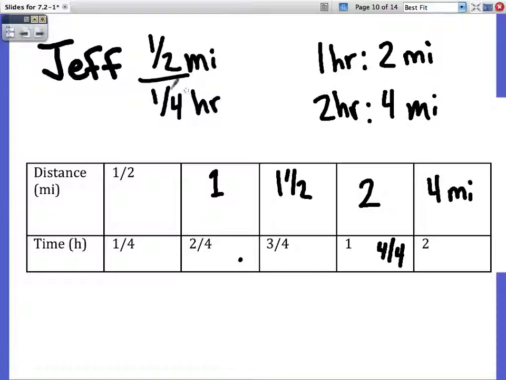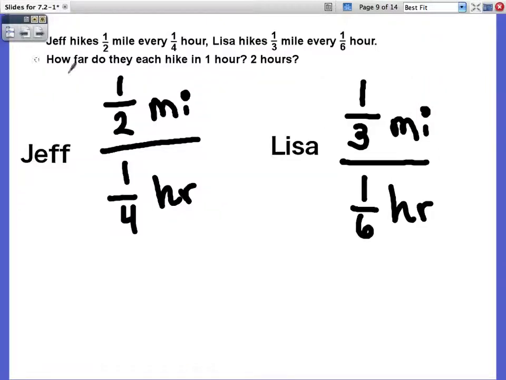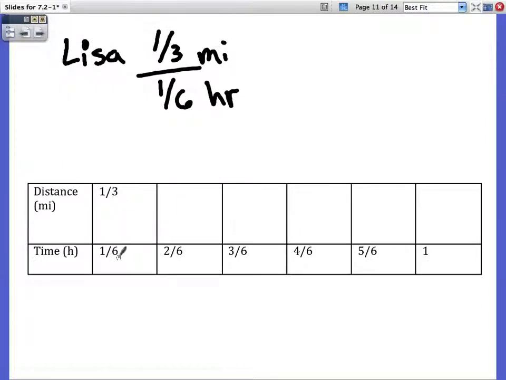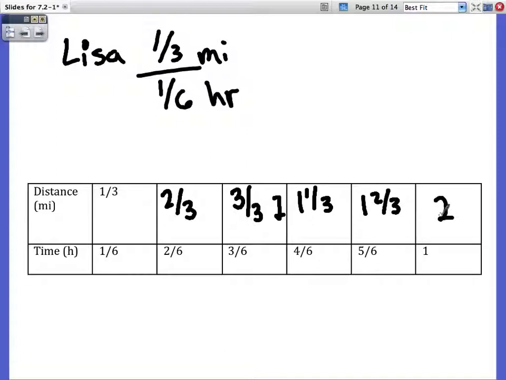Okay, so I have this information for Jeff. Now remember, it asked us as well for Lisa, 1/3 mile for every 1/6 hour. So let's fill out a table for Lisa. Down here I have increments of 6ths up until I get to 1. And then I have to count by thirds now, because every 6th hour we go up by a third. So a third plus a third is 2/3. 2/3 plus a third is 3/3, or 1. And 1 1/3, 1 2/3, and then finally 2.